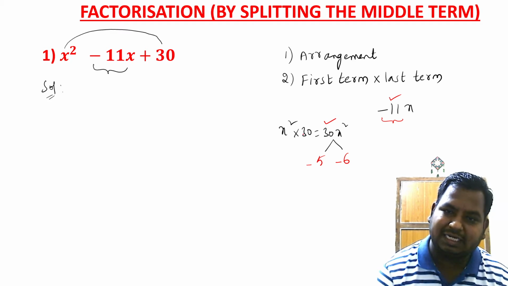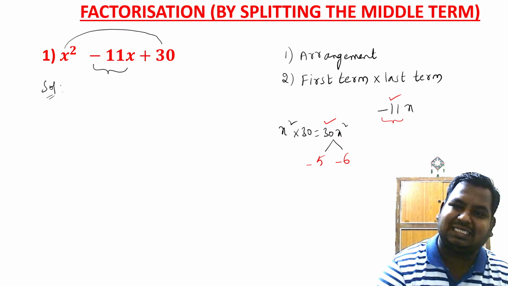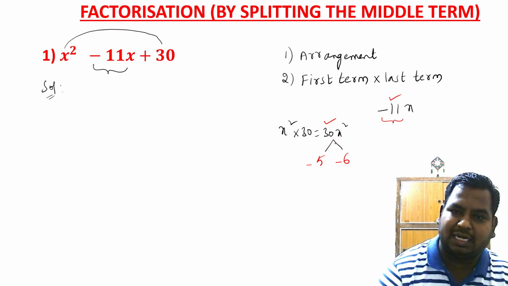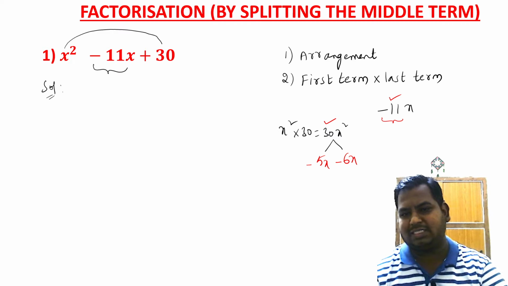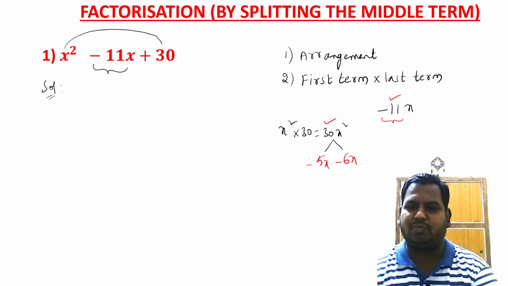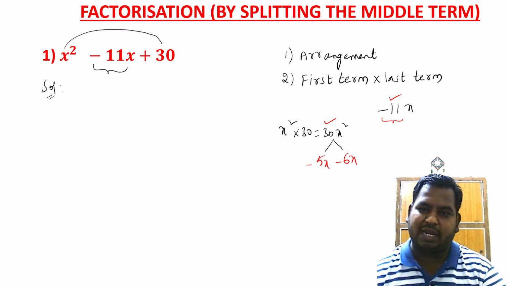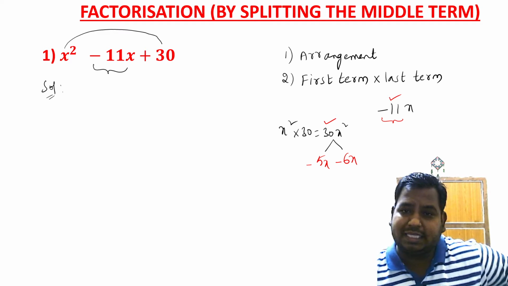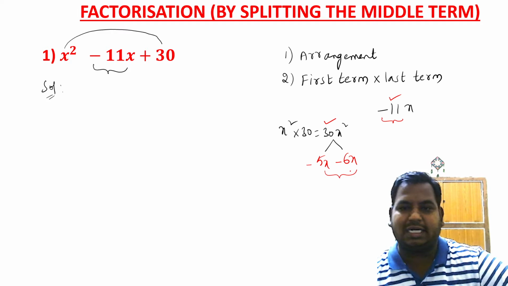But I need 30x square and I need minus 11x. So what can I do here? I can take the terms as minus 5x and minus 6x, because minus 5x plus minus 6x is minus 11x, and minus 5x into minus 6x is 30x square. We have split 30x square into two terms such that their sum is minus 11x and the product is 30x square.